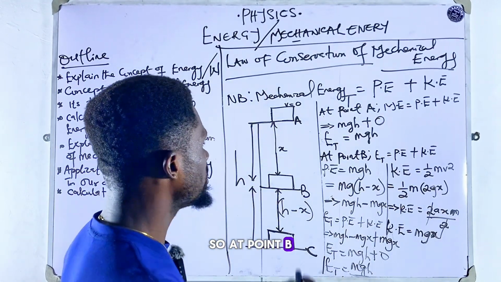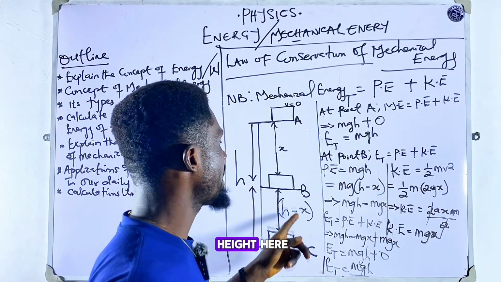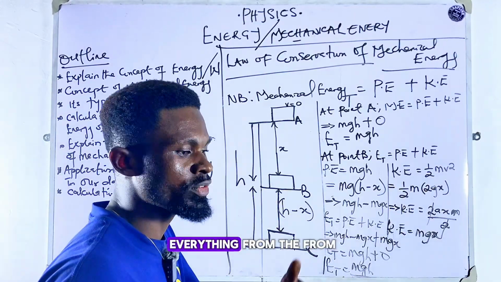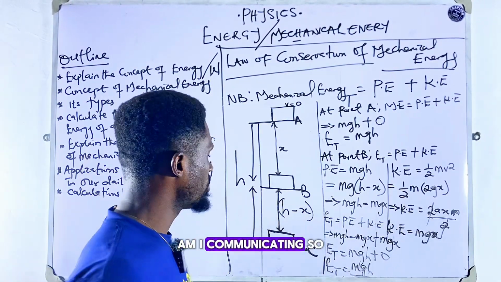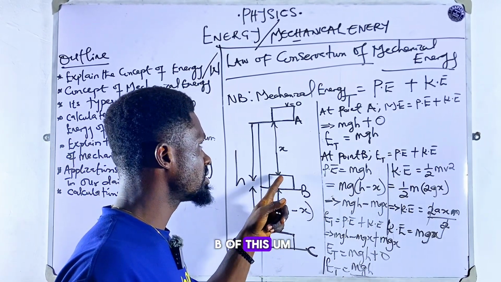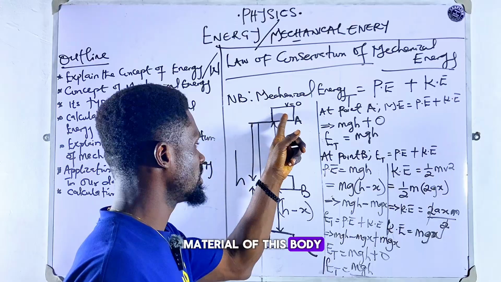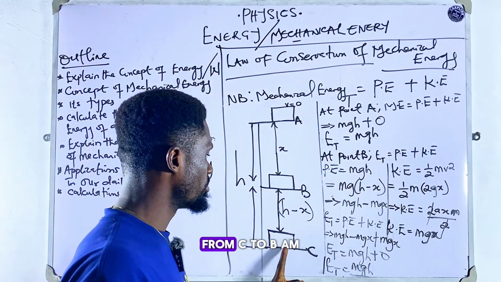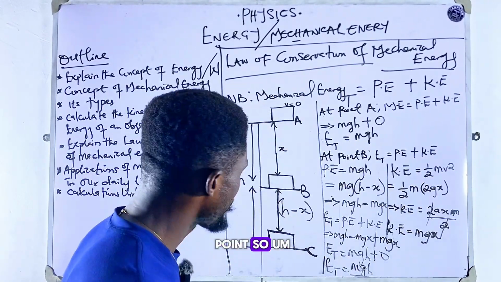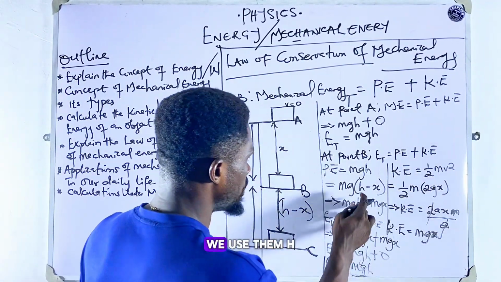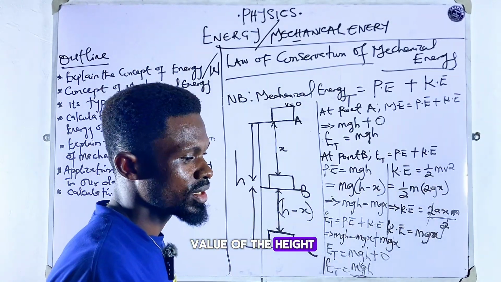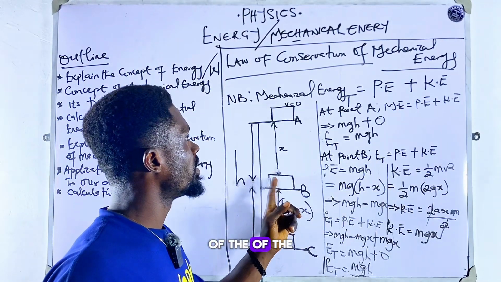So at point B, you know why we use the height at B to be h minus x, because we are calculating everything from the earth surface. Am I communicating? So the height of this body at B is from here, from C to B. Am I communicating? From C to B. Are you getting my point?